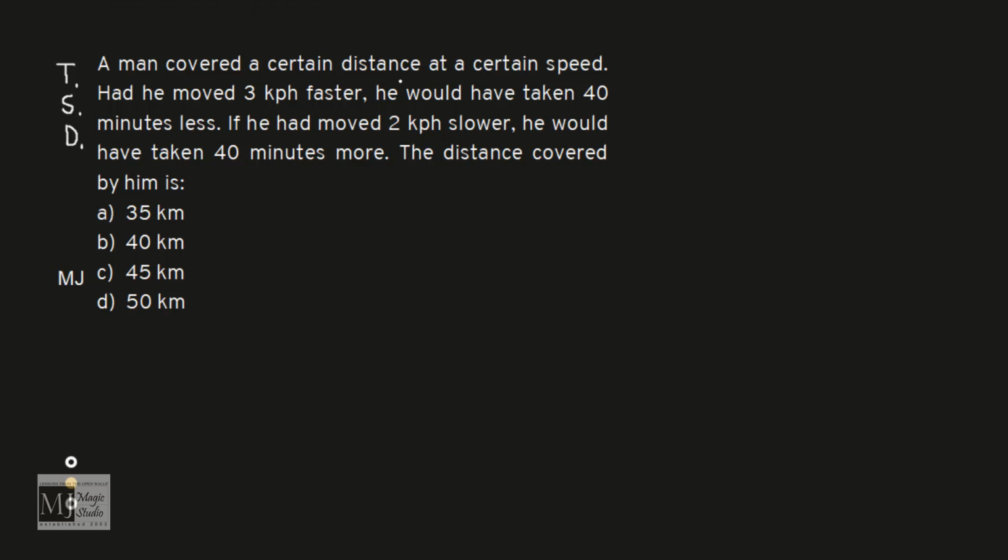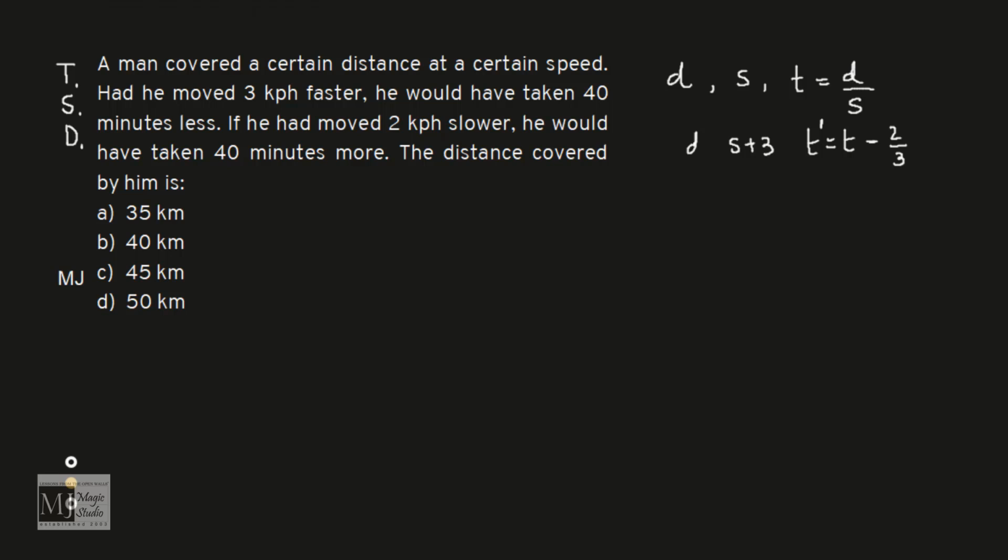A man covered a certain distance d at a certain speed s. So let the time taken be t. T is equal to distance by speed. Had he moved 3 kilometers faster, suppose the speed would have been s plus 3, he would have taken 40 minutes less. Okay, the time would have been t dash, t minus 40 minutes. 40 minutes is 2/3 of an hour.